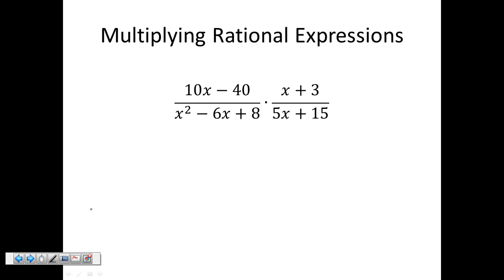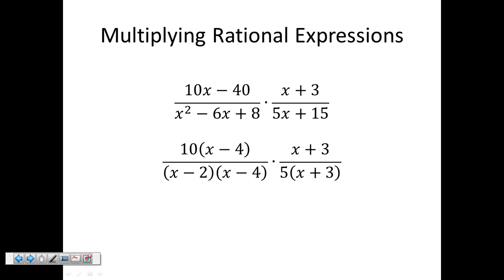All right, so let's try this again. Remember, you want to factor out as much as you can before you actually start to multiply. You want to factor out and you want to cancel before you multiply. So let's take a look at what we get here.